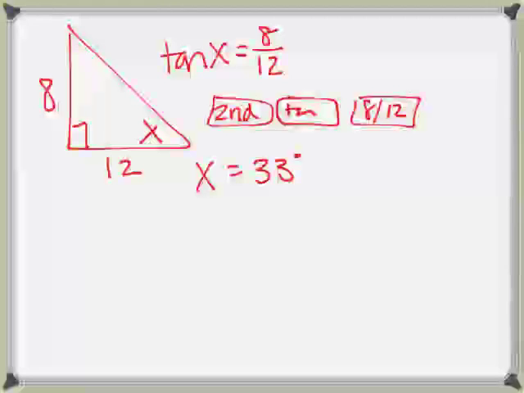Let me double check that. I didn't have my calculator. I just took the first answer I heard. Second tangent of 8 over 12. Yep, I got 33.69, so between 33 and 34. So again, if you're doing it on an iPhone, you have to do it backwards. So do 8 divided by 12, enter, and then do second. Okay.